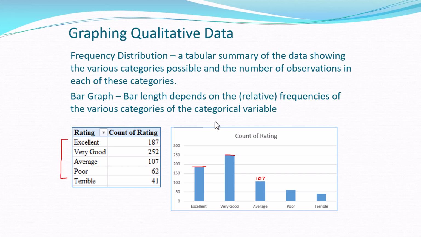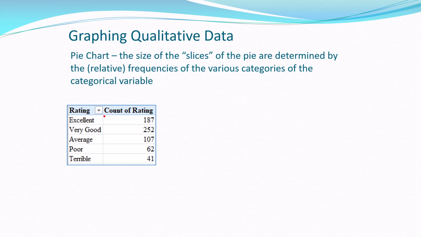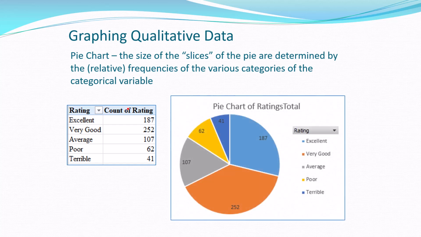Another qualitative or categorical plot that we tend to use are pie charts. And again, it's based on the same information. We need a frequency or a relative frequency or a percent frequency distribution. But now the slices of the pie, how big or small each pie slice is, are determined by the frequencies or relative frequencies of the various categories.